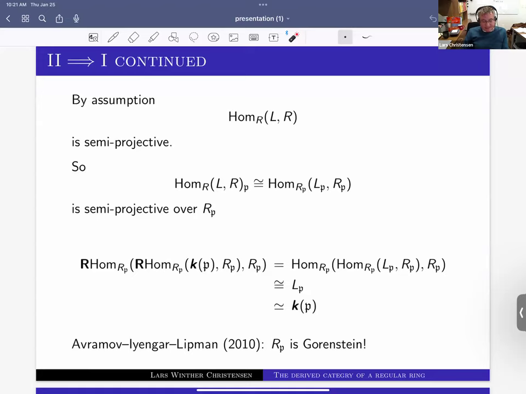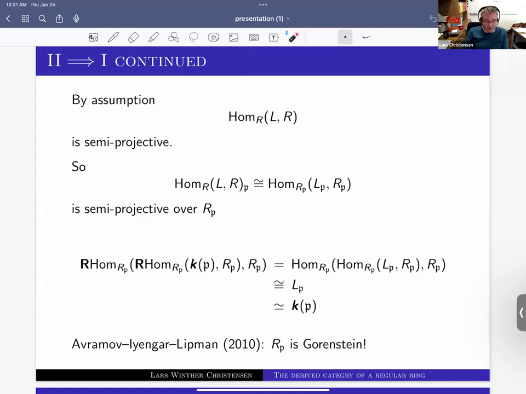So this means that if one looks now at this thing, what is this? Well, this is the double dual in the local ring R_P. This is the double dual of the residue field with respect to the ring. Now, how does one compute these derived HOMs? Well, one way of doing it is to resolve the first argument here projectively. And of course, that's what I've done, because the L_P is a projective resolution of k_P.